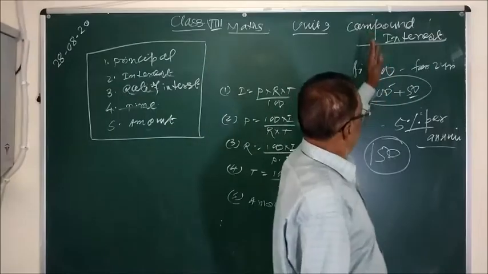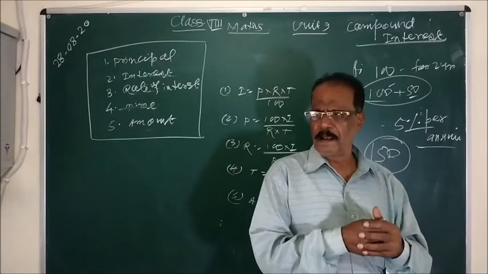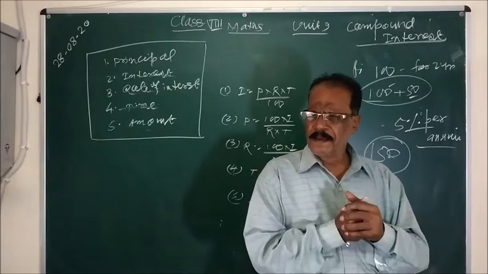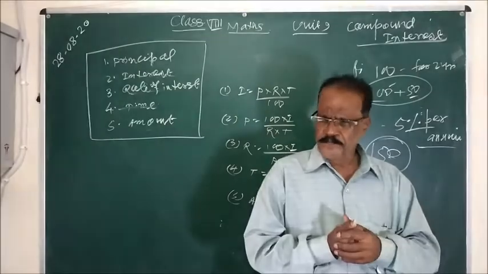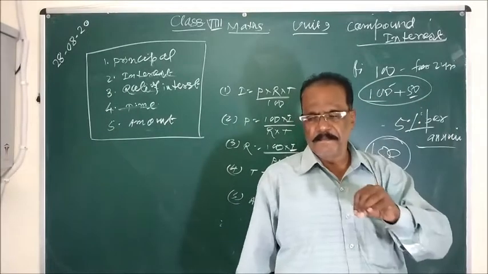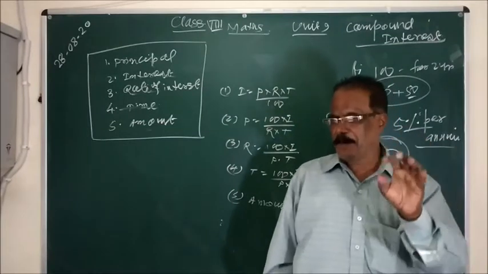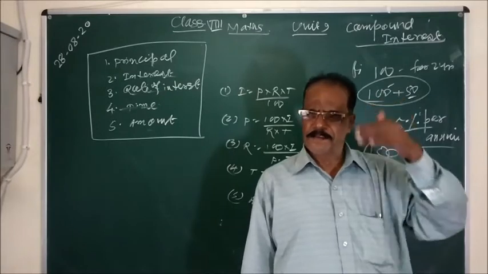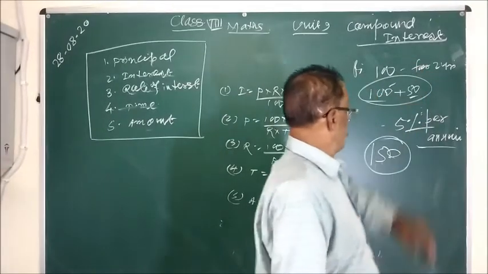So compound interest का मतलब the interest is added to the principal, the money borrowed, the money lent, and for 1 year or 2 years, that is mentioned. And after 1 year, this interest is added to the principal. That amount becomes the principal for the next time. And similarly, it carries on. So इसको कहते हैं compound interest.